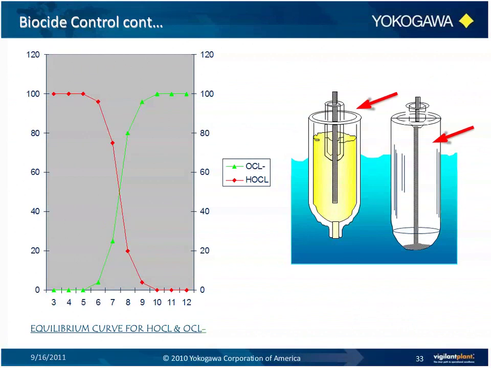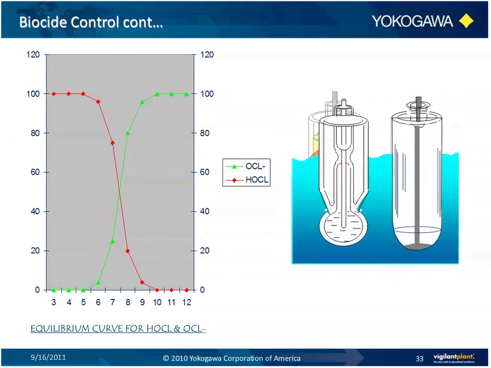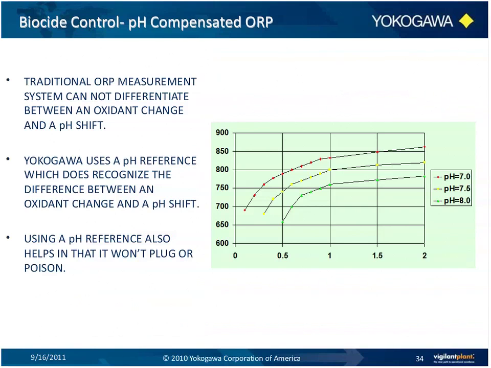So, to provide an accurate indication of the true chlorine present, we must compensate the ORP measurement for the effects of the varying pH. One way to do this is to replace the silver chloride reference electrode normally used with a pH measuring electrode as a reference electrode. This is what we know as pH compensated ORP. With traditional ORP measurement systems, you cannot differentiate between an oxidant change and a pH shift. By using a pH measuring electrode as the reference electrode, you can recognize the difference between the two.